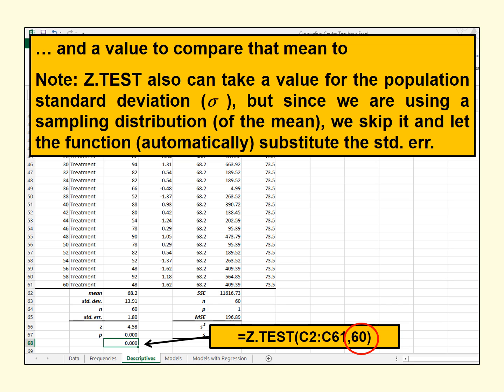So again, the function z.test can take an argument for the hypothesized mean value in the population. It can actually also take an argument for the population standard deviation, but in this case we're using a sampling distribution of the mean, and so we can skip that argument and just let the function automatically substitute in the standard error, which is computed from the sample standard deviation.